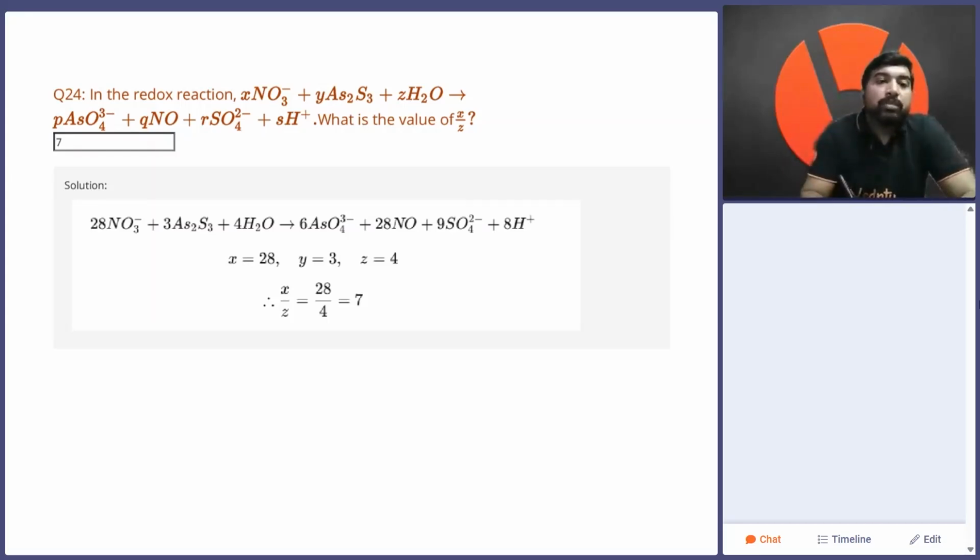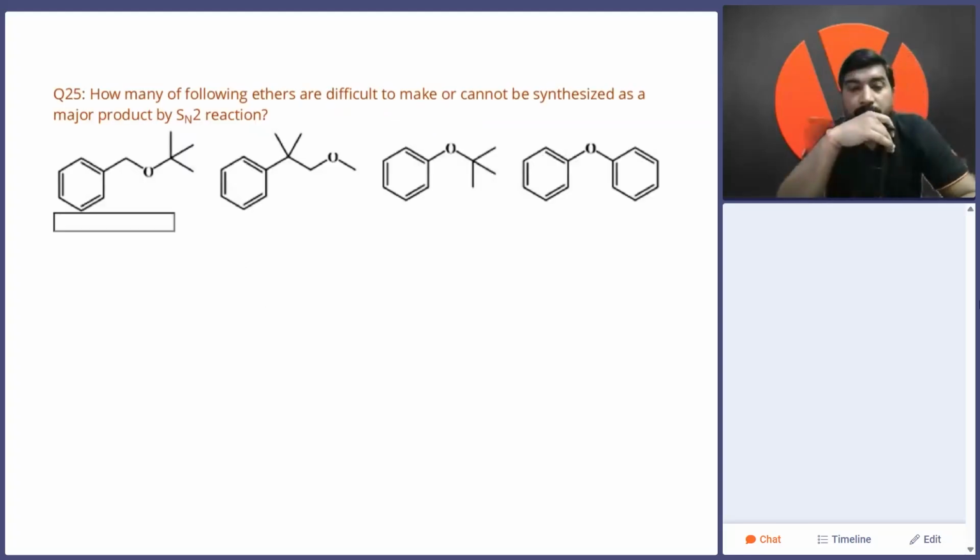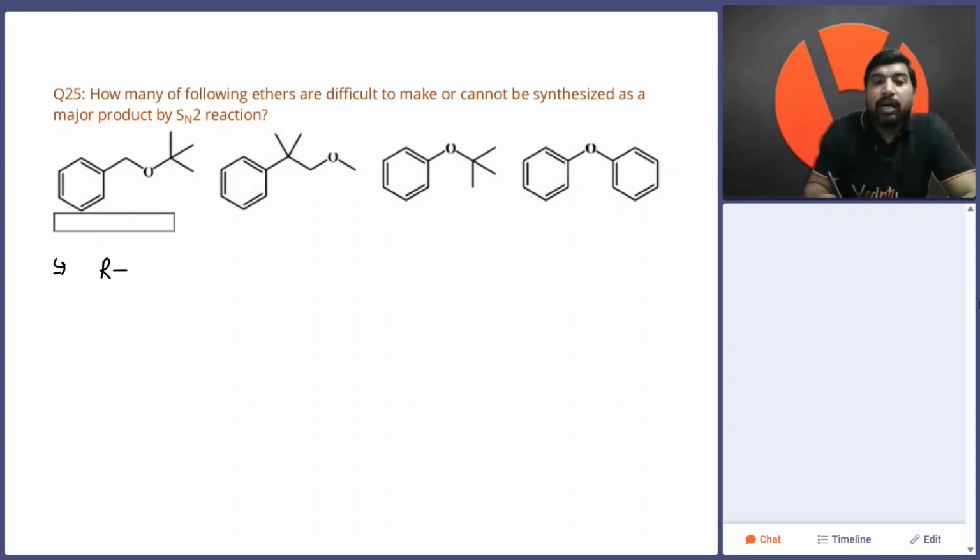Now here it is question number 24, the last question of this exam, this paper. How many of the following ethers are difficult to make or cannot be synthesized as a major product by SN2 reaction? By SN2 reaction. So for Williamson synthesis, the RCl will react with RO minus and it will give ROR dash.